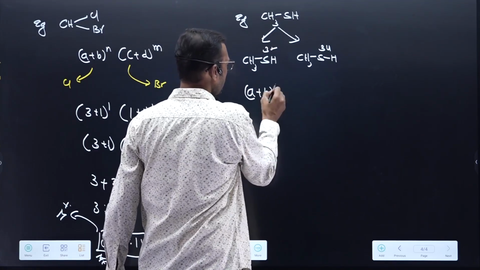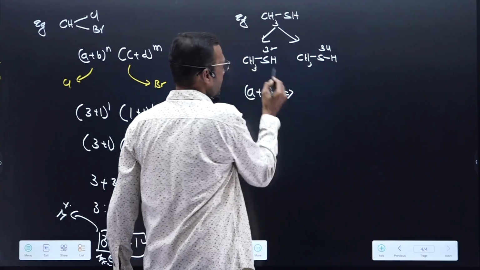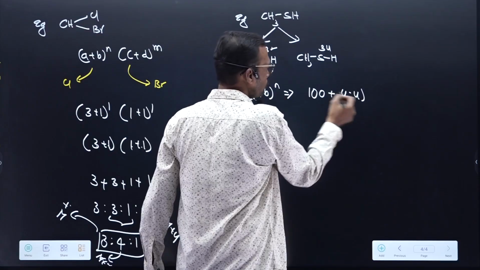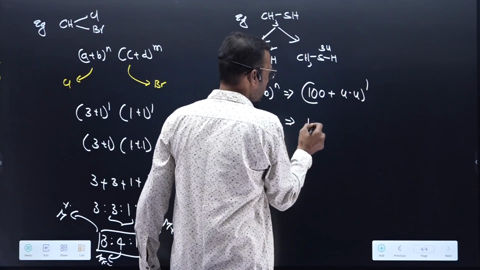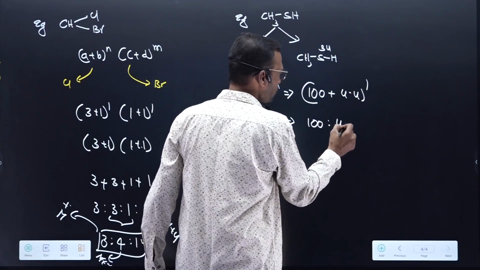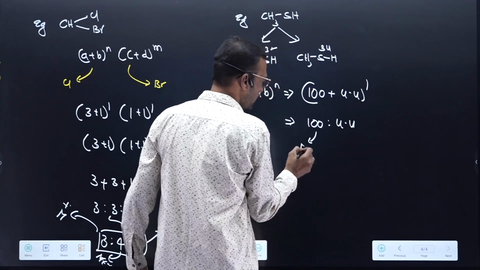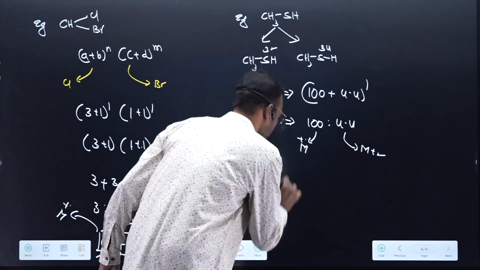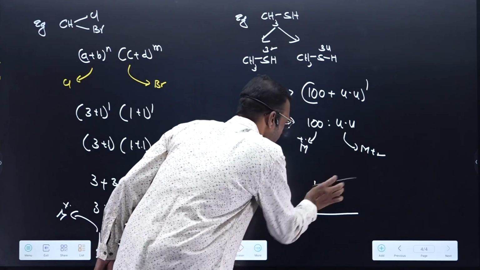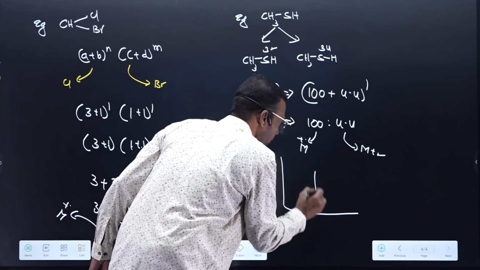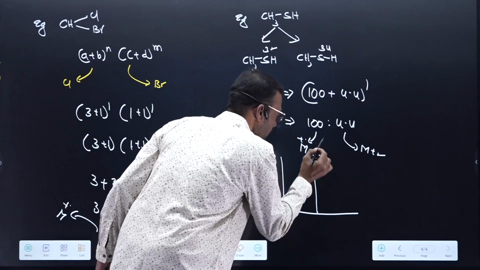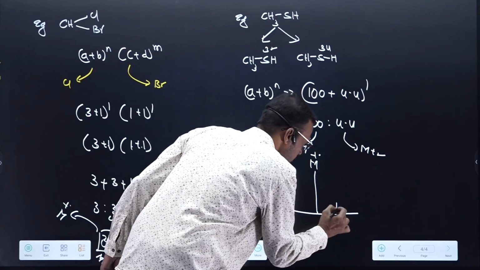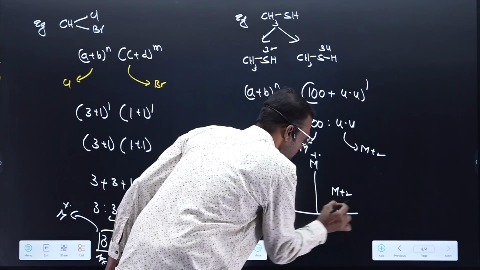A plus B to the power of N. Lighter isotope is 100%. You can take directly 100%. B is 4.4, and this is 1. So I can say 100 is to 4.4. This is molecular ion peak intensity, and this is M plus 2 peak intensity. So I can write sulfur like this. Sulfur, if you assume molecular ion is 100%, then at least over here only 4.4% belongs to M plus 2.